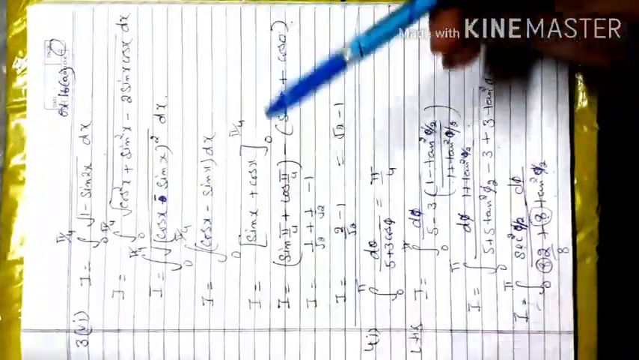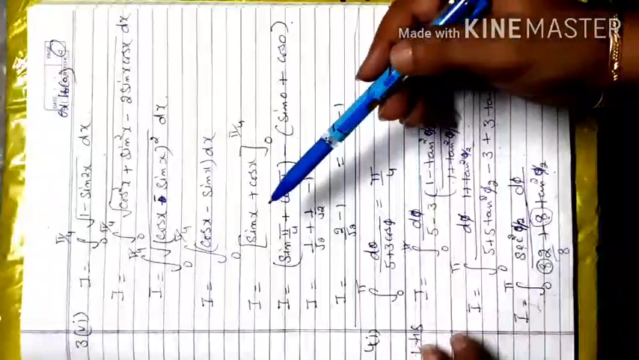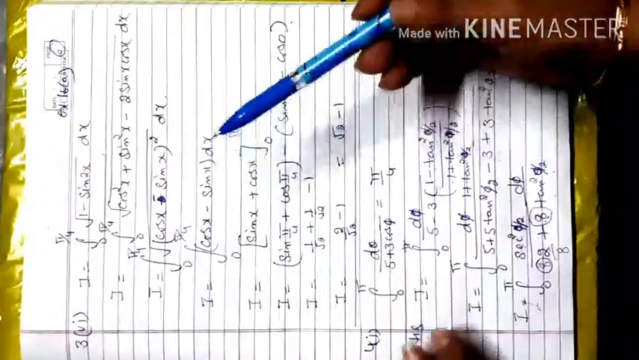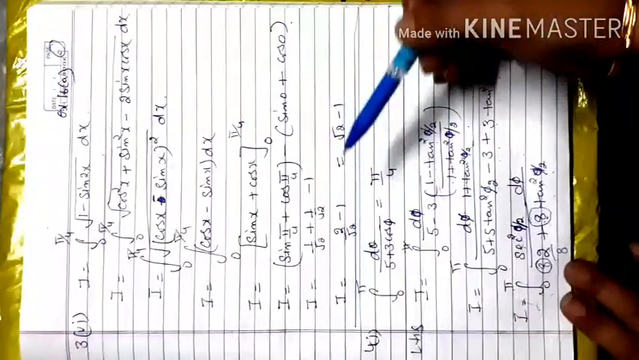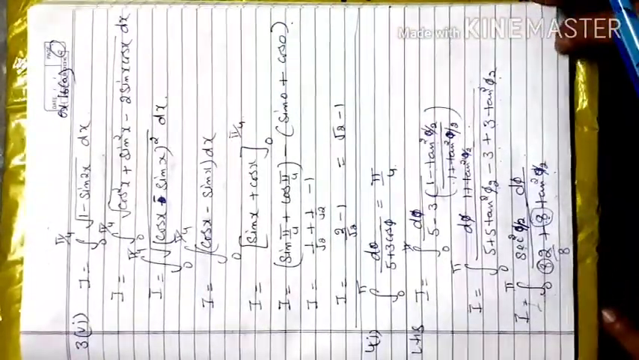Square is cancelled with square root, and integration of cos x is sin x and integration of sin x is minus cos x, that becomes plus cos x. Apply the limit, you will get root 2 minus 1.